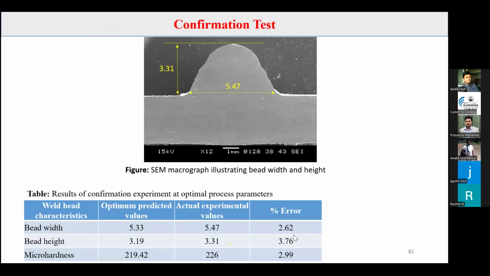So here the percentage error is also less than 2%. These are the predicted optimum values, and these are the actual values of the responses, that is bead width, bead height, and the micro hardness.